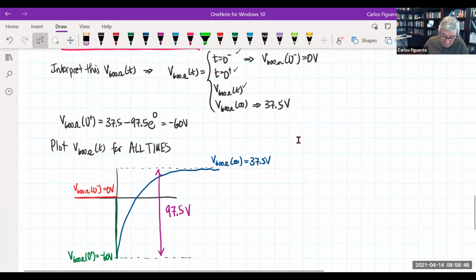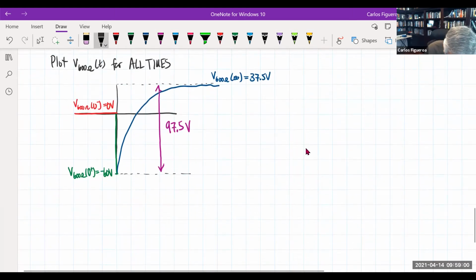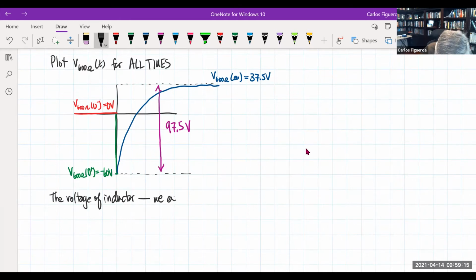And then the last thing that we want to do here is look at what happens to the voltage of the inductor. We already know that, so now let's pay attention to the voltage of the inductor. One of the things that I said here is that we expect VL of 0 minus to not be equal to VL of 0 plus. Are there situations where they're the same? Of course they are. It's the geometry of the circuit that tells us what's going to happen.